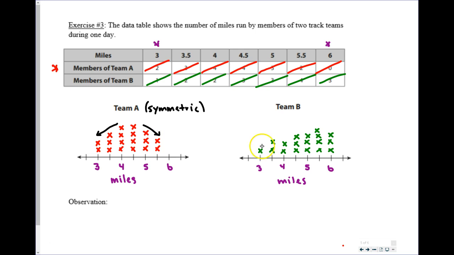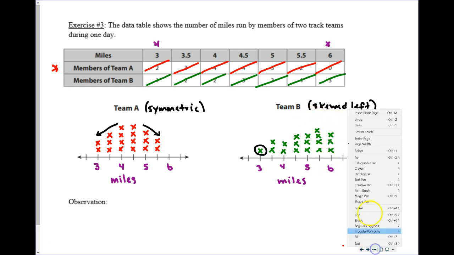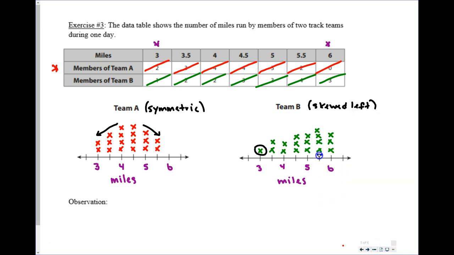Team B, however, has a couple guys over here, like this guy right here, that's skewing the data. Because I've got the arrow going down here, but then on the left, it's kind of going up and down. It's not quite symmetric, so we're going to call this skewed to the left. But a conclusion I can make, an observation I could be making, is that Team B, if I look at these data points right here, you've got more people running these higher miles, these bigger miles. So Team B members are running further.